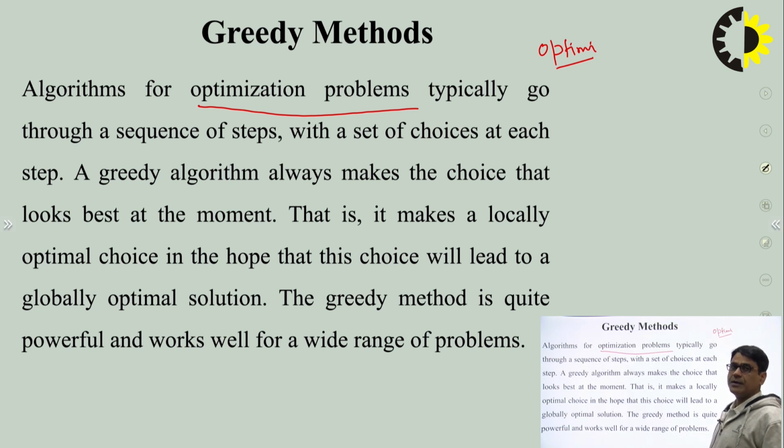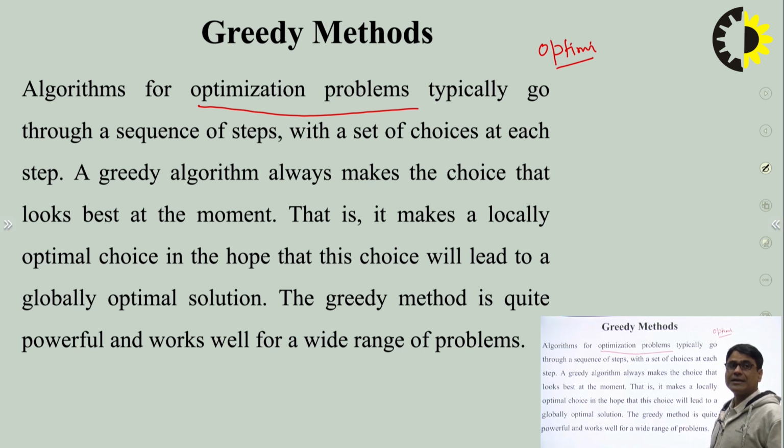out of that. These are very complex problems, and these optimization problems typically go through a sequence of steps and ultimately a set of choices at each step. So the important thing is that whenever you reach a step, you get a number of choices. Out of that, you have to select the best. And to find that best, some approaches are used. So the greedy algorithm is one of them.